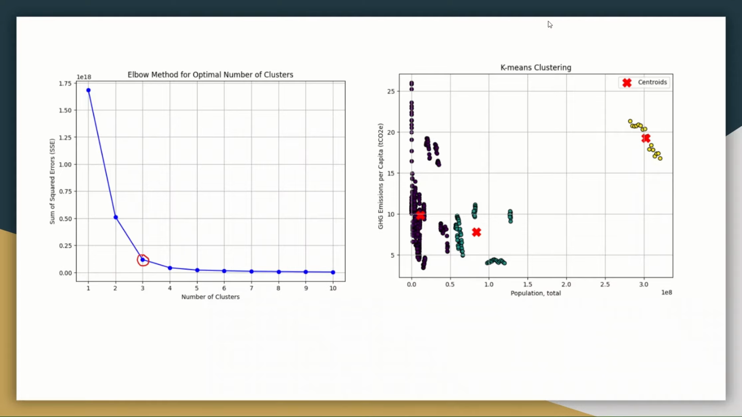As we can see here on the left, we have the elbow curve, and we can see that at 3 we have the elbow point, which indicates that as the number of clusters increase, the whole model will be converging. And then on the right, we see the different clusters, and we can see 3 distinct clusters, and the X's indicate the centroids for these clusters.